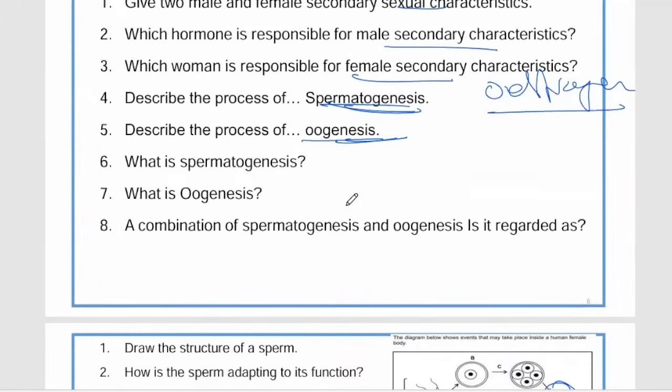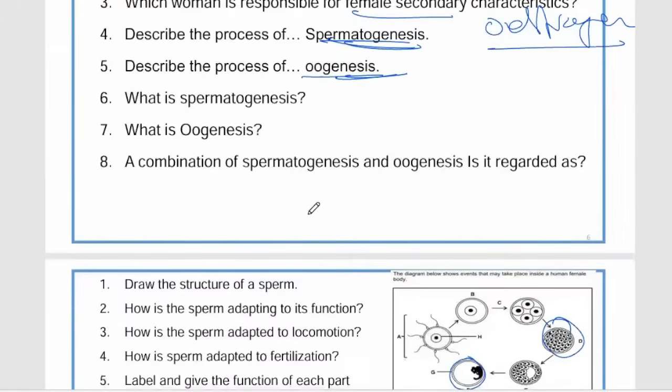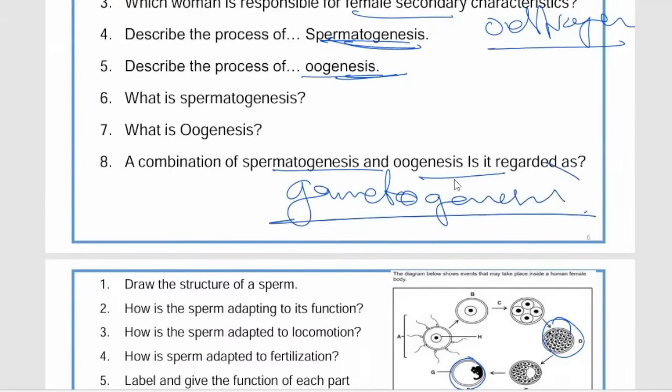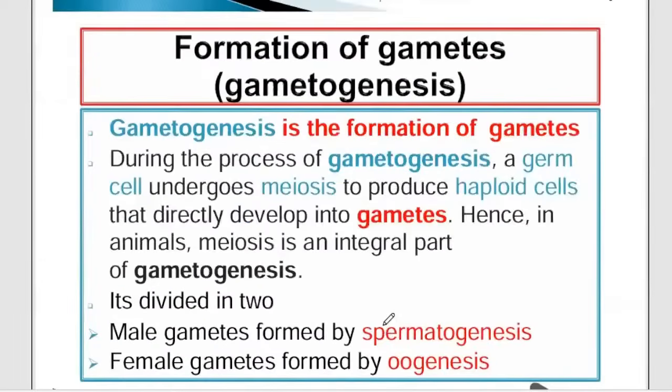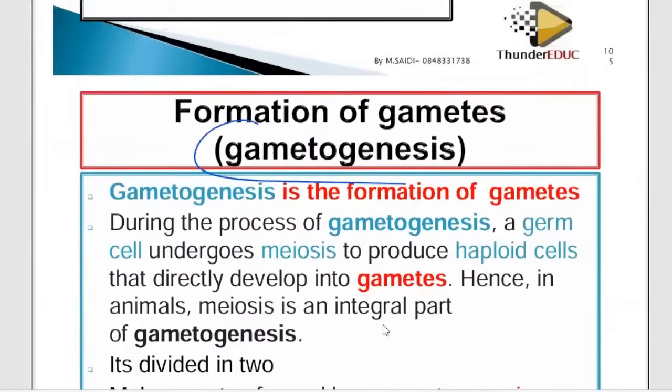What is spermatogenesis? It is the production of sperms. What is oogenesis? It is the production of ovum in the female reproductive system. The combination of spermatogenesis and oogenesis is called gametogenesis, because you are forming gametes. Yes, that's the combination of the two. That is what you call gametogenesis.